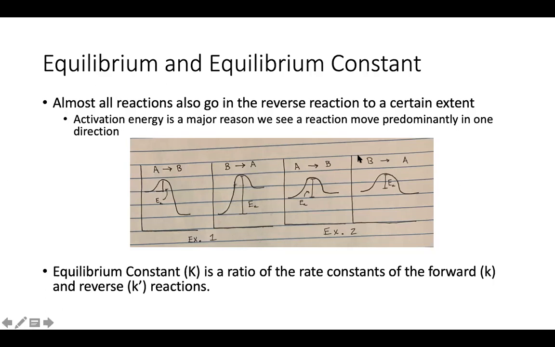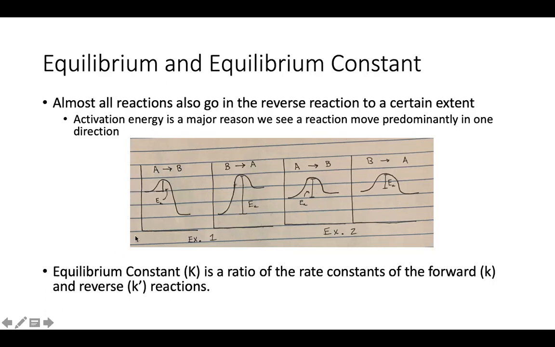So we'll see a lot more of A to B and B to A in example 2, while in example 1, we'll pretty much only see reactant A converted to product B. Okay, and again, that has to do with our activation energy barriers.